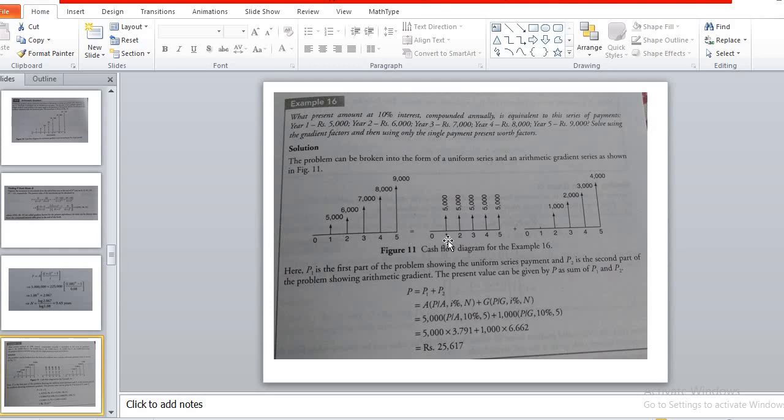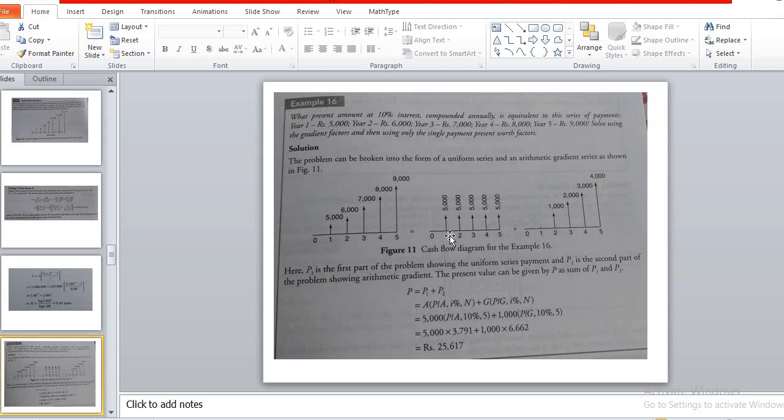Suppose for this 5-year period, we divide this into equal amounts of payment. So 5,000, 5,000, 5,000, 5,000, 5,000. Equal amounts of payment, divided for the number of periods, which is 5 years.